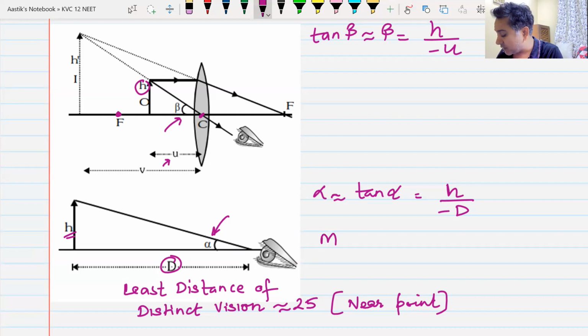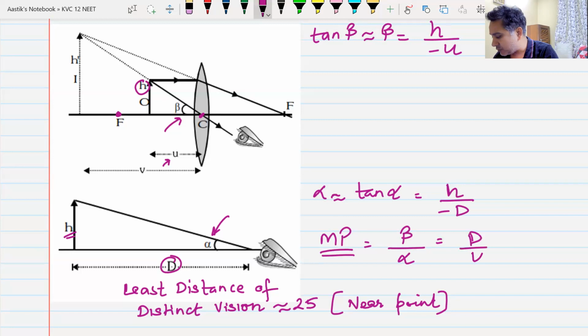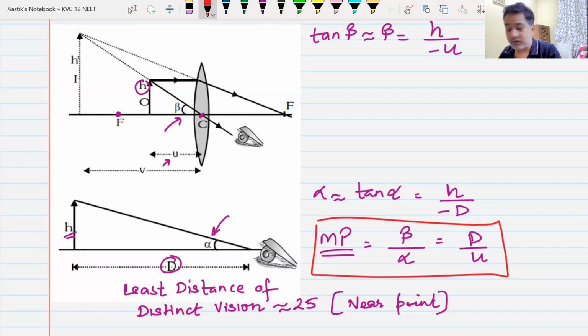Therefore, the magnifying power MP of this simple microscope will be given by the assisted angle beta divided by the original angle alpha. How big it seems to how small it was. Do we understand this? If I divide both of these things, I will end up with this formula d by u. That is the only thing that you have to understand in this entire thing. Even if you don't understand what is alpha, what is beta, you just have to understand that the magnifying power of a simple microscope is given by d by u.